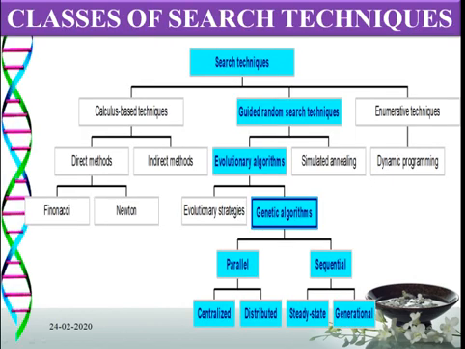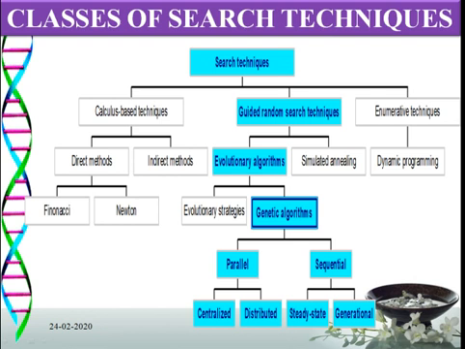Okay. Next, the search techniques. We can classify the search techniques as calculus-based, guided random search, and enumerative techniques. If you take the calculus-based method, there is a direct method and an indirect method, in which there is the Fibonacci series, Newton series like that. A lot of methods are there to solve the problems. If you take the guided random search technique, there come the evolution technique, simulated annealing like this.